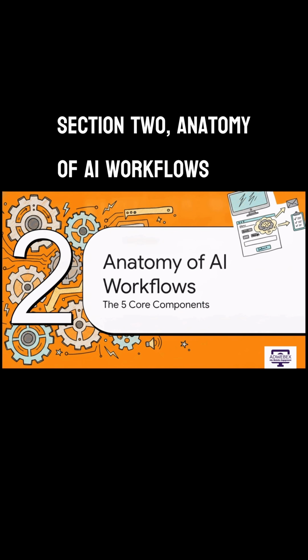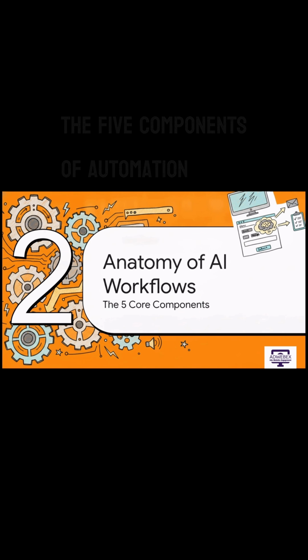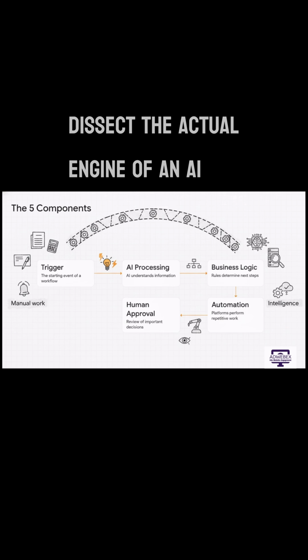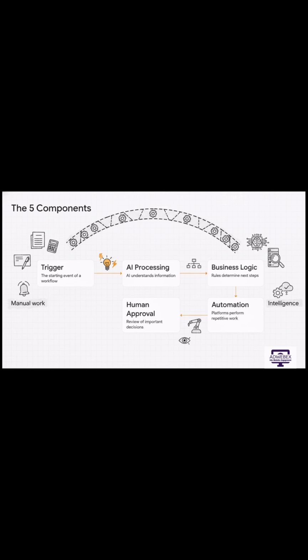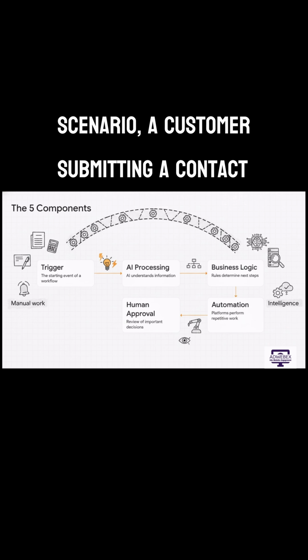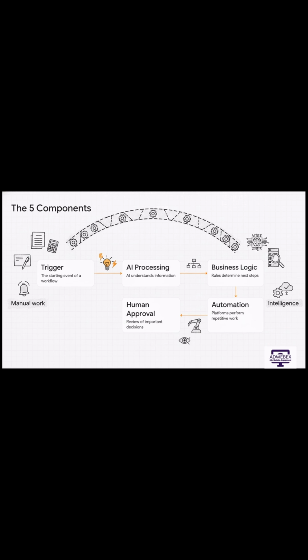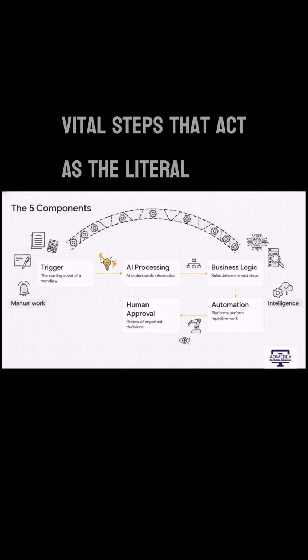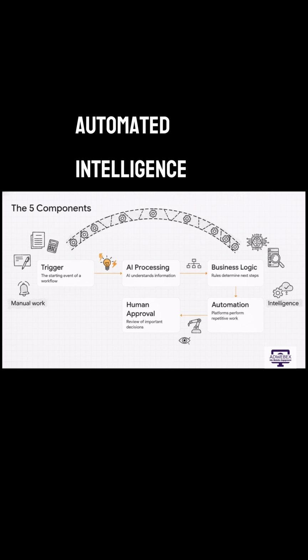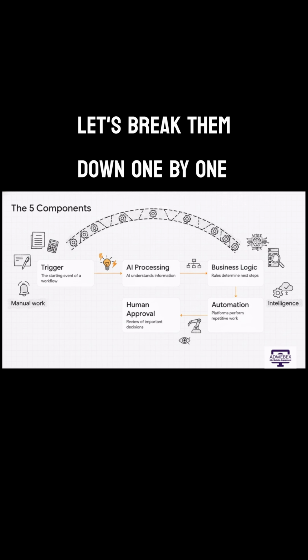Section 2, anatomy of AI workflows, the 5 components of automation. To make this super practical, let's dissect the actual engine of an AI workflow. We'll use a super common, everyday scenario, a customer submitting a Contact Us form. This perfectly illustrates the 5 vital steps that act as the literal bridge between manual work and automated intelligence. Let's break them down one by one.